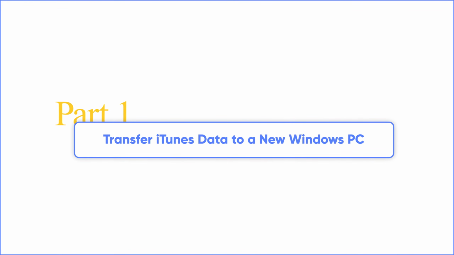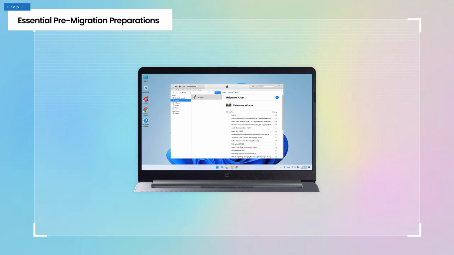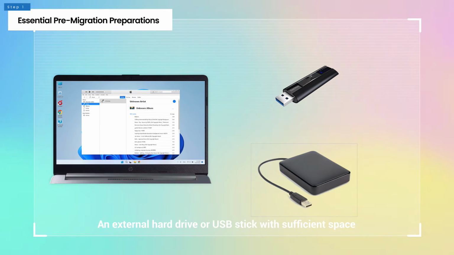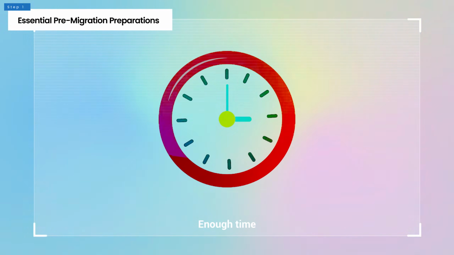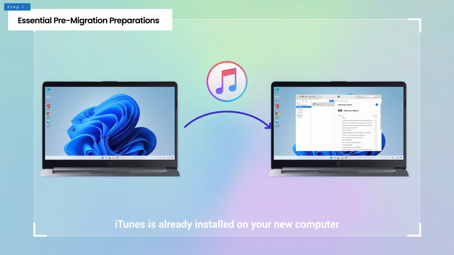Part 1. Transfer iTunes data to a new Windows PC. Before you begin, here's what you'll need. An external hard drive or USB stick with sufficient space. The latest version of iTunes installed. Enough time, depending on how big your library is. And of course, iTunes is already installed on your new computer.